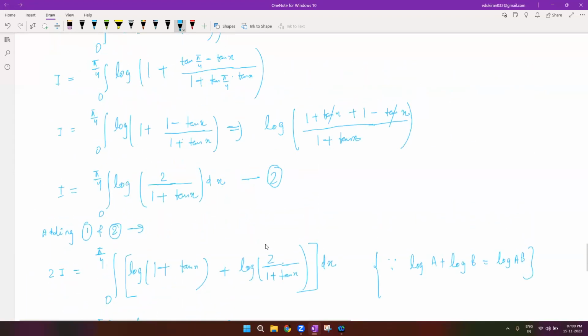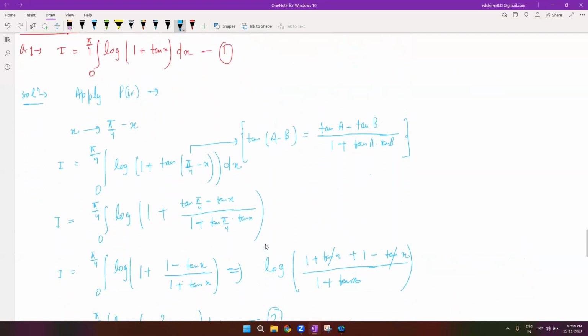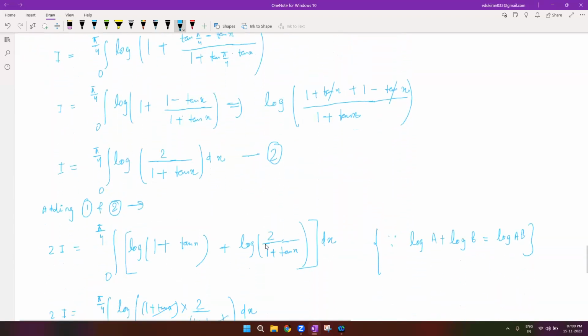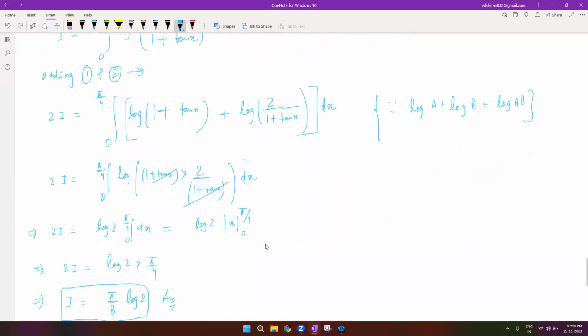So in some of the questions, you may have to simplify the question itself, right? So use these properties, simplify, and then add.